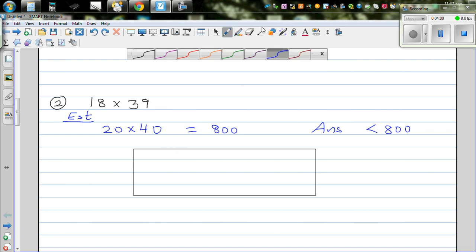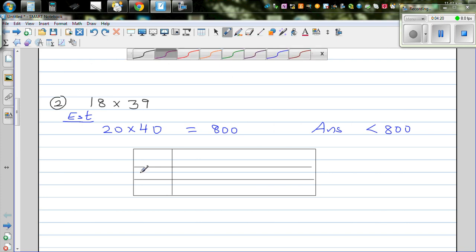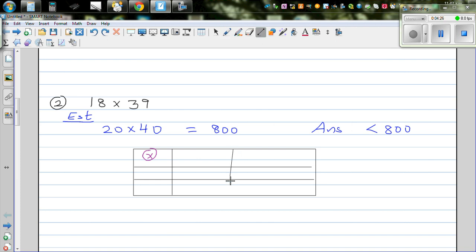Let me draw a line. I'm going to split this into units. I'm going to write 18, times, and I'm going to divide this into 2 by 2. Here I'm going to write 18 in this column and 39 across. So 18 is 10 plus 8, and 39 is 30 plus 9.